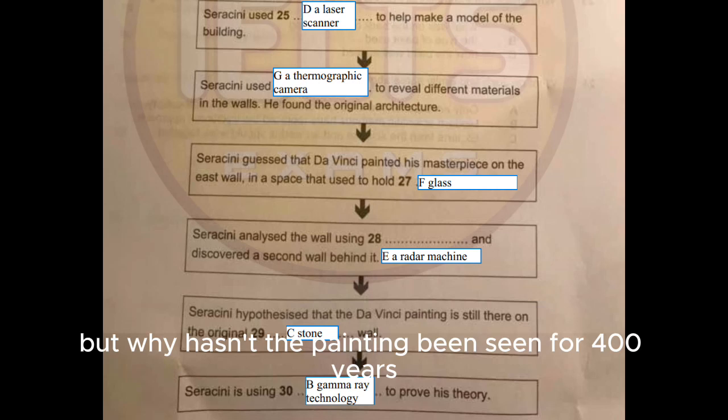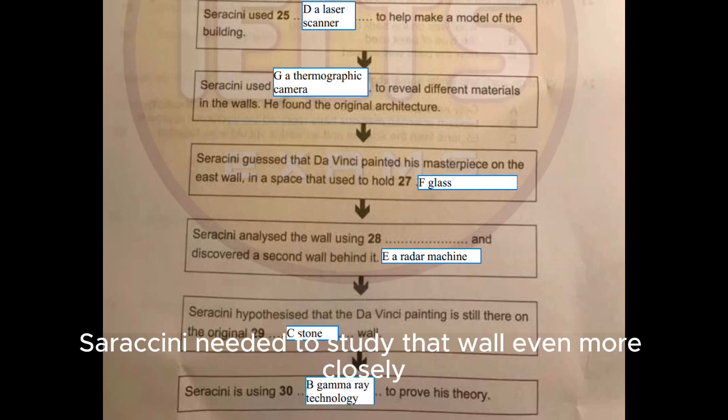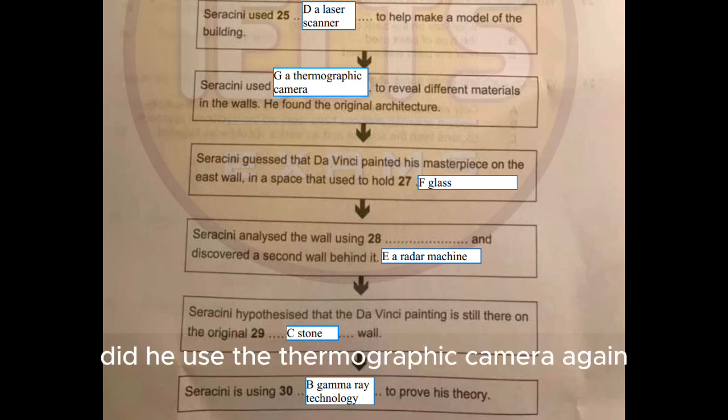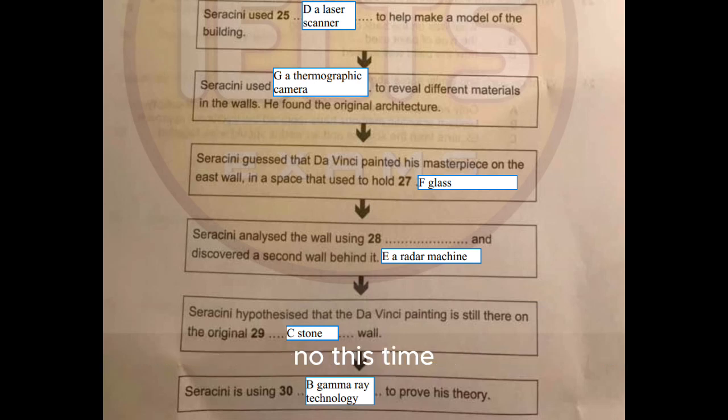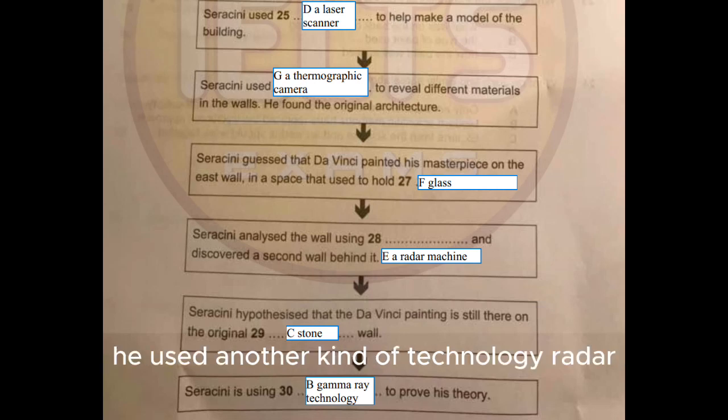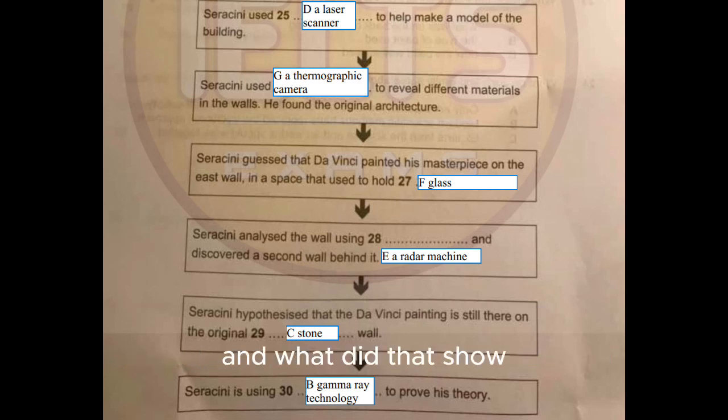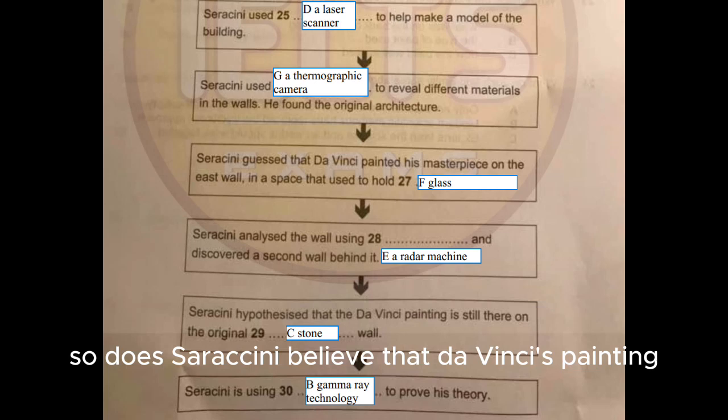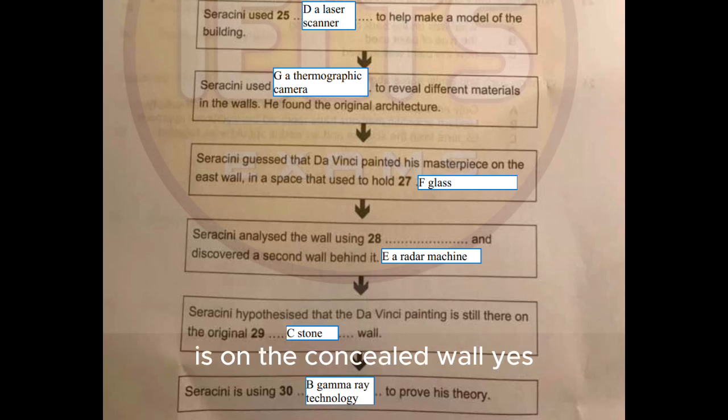But why hasn't the painting been seen for 400 years? To answer that question, Seracini needed to study that wall even more closely. Did he use the thermographic camera again? No, this time he used another kind of technology, radar. And what did that show? It showed there were in fact 2 walls there, an older one and a newer one built in front of it. So does Seracini believe that Da Vinci's painting is on the concealed wall? Yes, on a stone wall concealed by the newer brick wall.